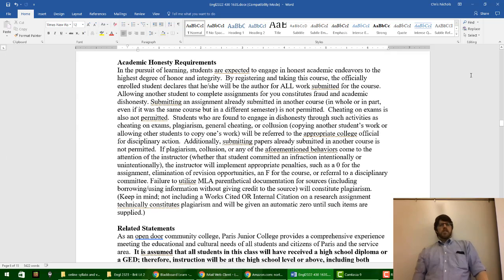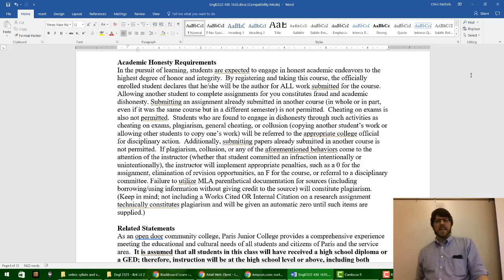Now, academic honesty requirements. In the pursuit of learning, students are expected to engage in honest academic endeavors to the highest degree of honor and integrity. By registering and taking this course, the officially enrolled student declares he or she will be the author for all work submitted for the course. So you will have written everything. Allowing another student to complete assignments for you constitutes fraud and academic dishonesty, so you must do your own work, not farm that out to somebody else.